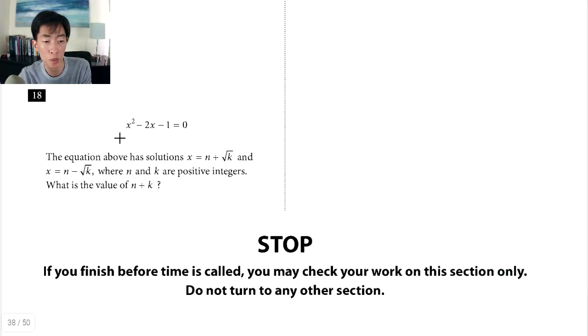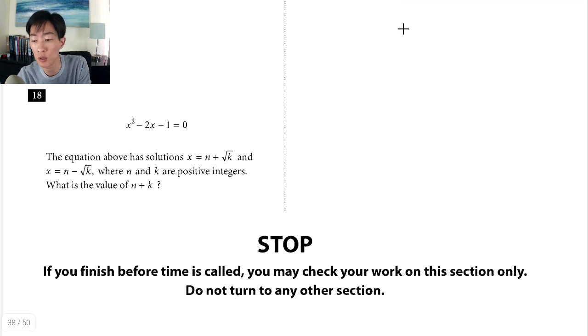Question 18, x squared minus 2x minus 1 equals 0. The equation above has solutions x equals n plus rad k, x equals n minus rad k, where n and k are positive integers. What is the value of n plus k? So on quick glance, you should automatically recognize that this is not factorable. And when you're seeing x equals n plus rad k, n minus rad k, you should automatically be thinking quadratic formula.